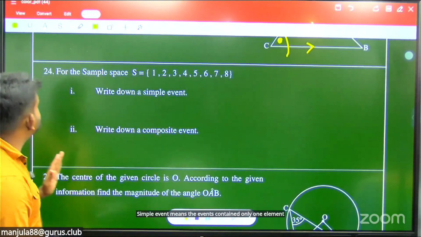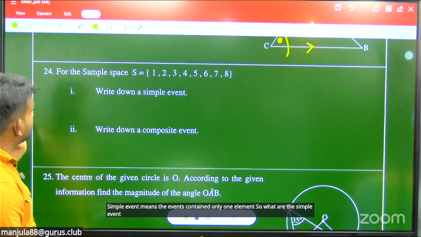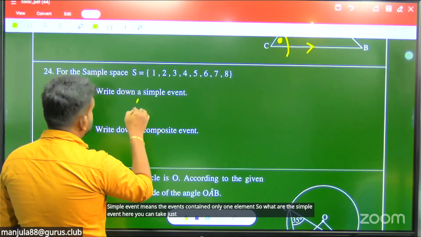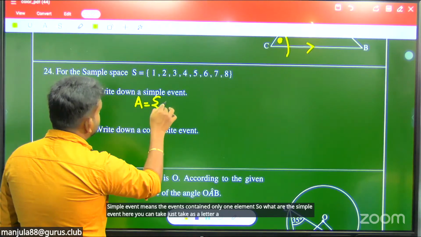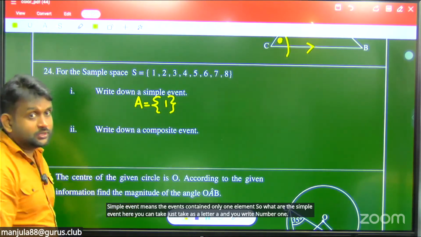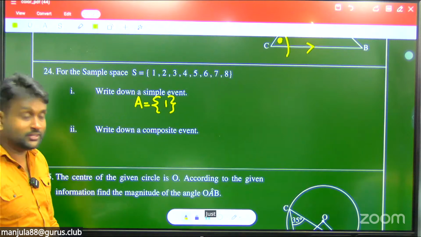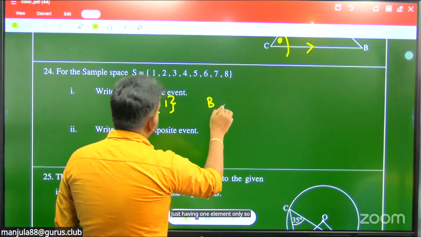So what are the simple events here? You can just take a letter A and write number 1. This is a simple event, just having one element only. So you can write even B equal to number 2.